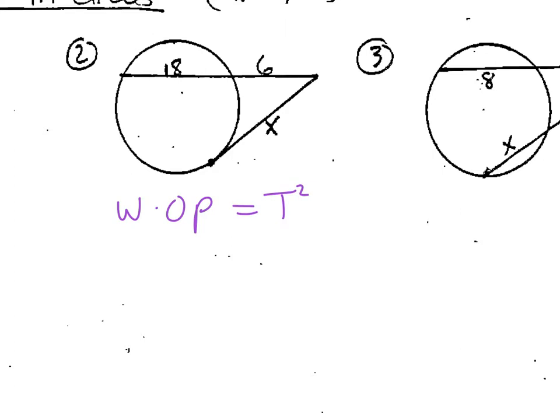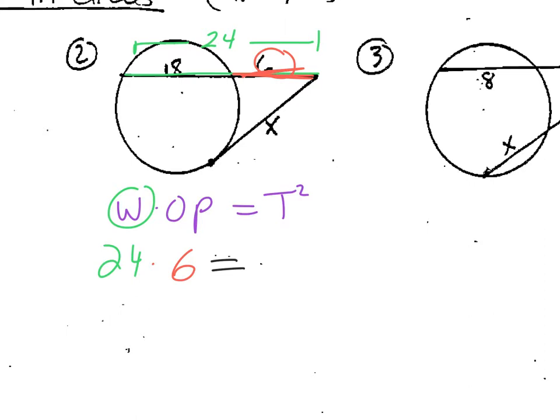So I'm looking at my secant right now, and I'm saying the whole length is 18 plus 6, which is 24. Okay, that was the whole. The outer part is just this part, the 6. So 24 times 6 is equal to, and then I've got the tangent part, because I don't have anything else there, I just multiply it by itself or square it, equals x squared. Okay, notice that we didn't ever use the 18 except to get the 24. Common mistake is we like to multiply 18 times 6 right here instead of 24 times 6. That's what my W stands for, is whole.